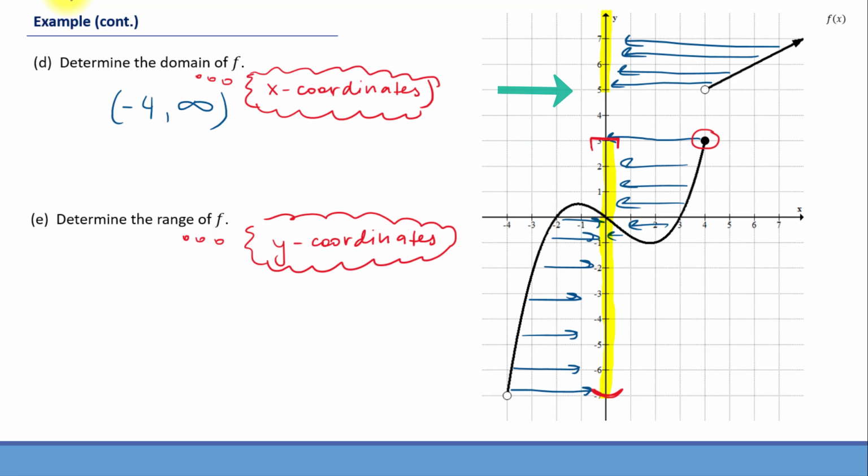And then the second portion starts at, well, very close to 5. We'll say 5, but we'll use parentheses to indicate that 5 itself is not included. And then it continues. Numbers keep growing, so it goes to positive infinity. Let's write this down using interval notation.